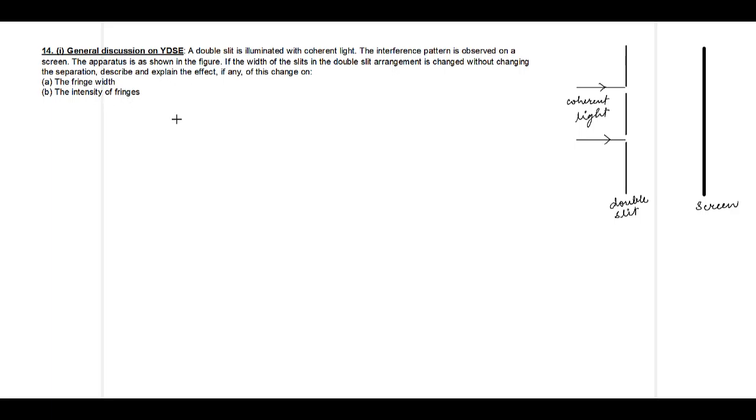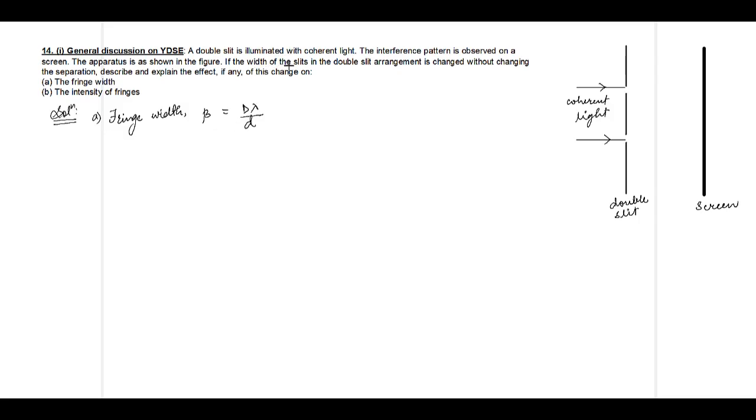Alright, so let's start a discussion. Let's say we are talking about the fringe width. We know that the fringe width beta is given by D lambda by d. D is the distance between the double slit and the screen, lambda is the wavelength of the light which is illuminating the slits, and d is the separation between them.